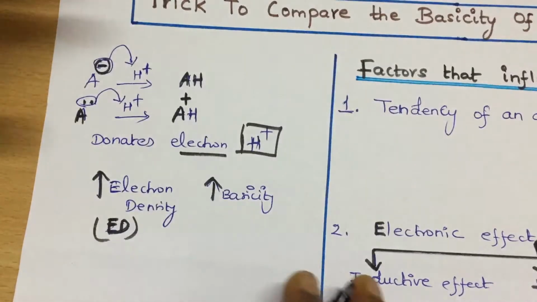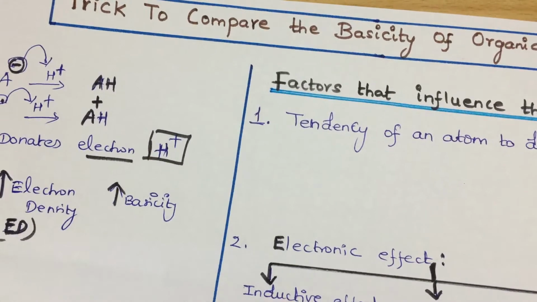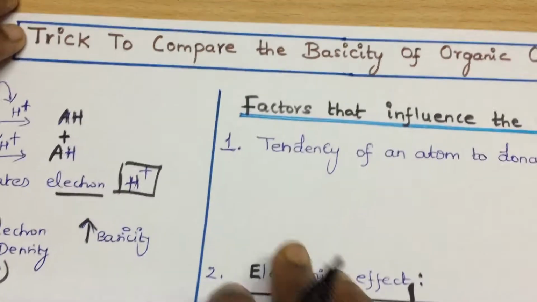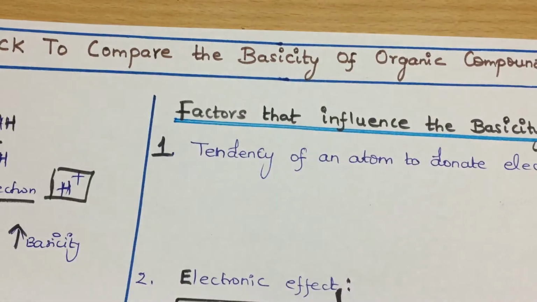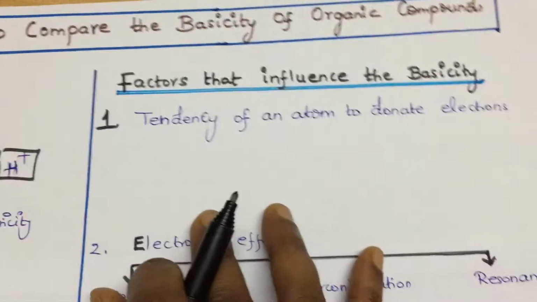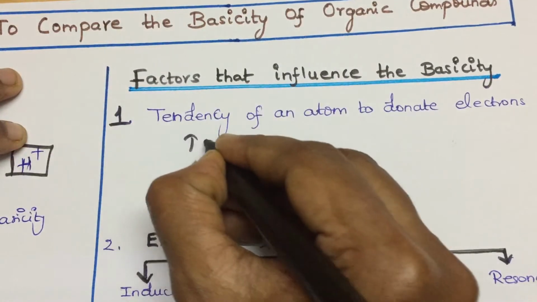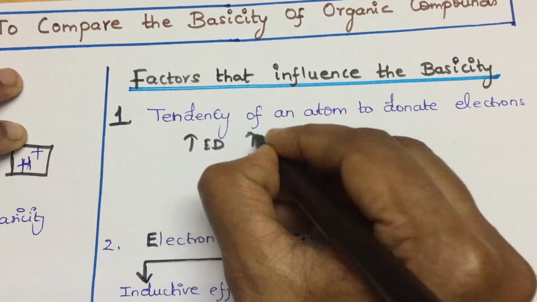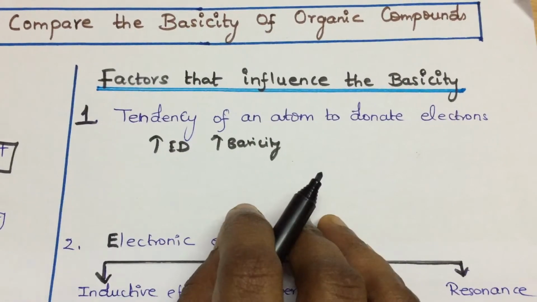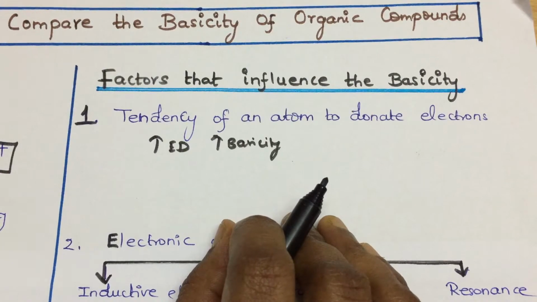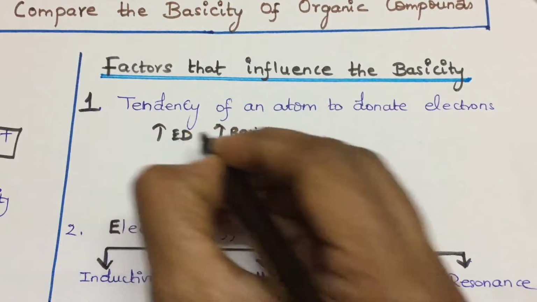If we know the factors that influence basicity, we can learn how to compare the basicity of organic compounds. Here the first factor is the tendency of an atom to donate electrons. So what is the tendency of an atom to donate electrons? We cannot directly say that when the electron density is more, the basicity is more, because do all the rich people make better donors? They must have the tendency to give, no? So like that, what is the tendency?